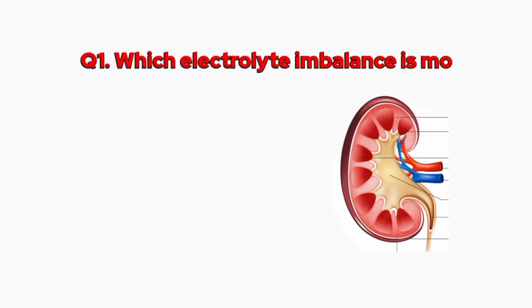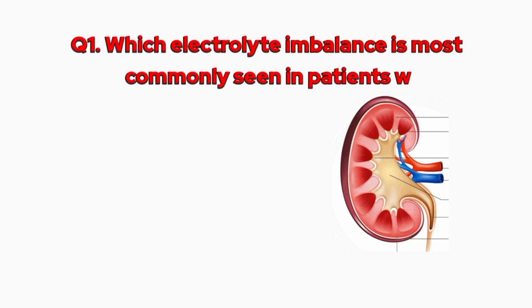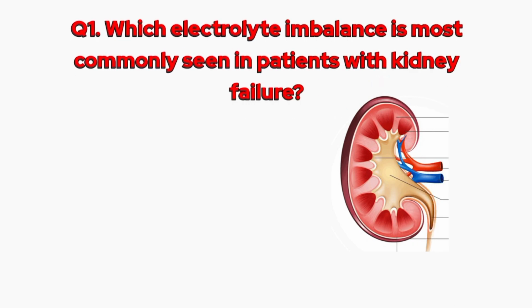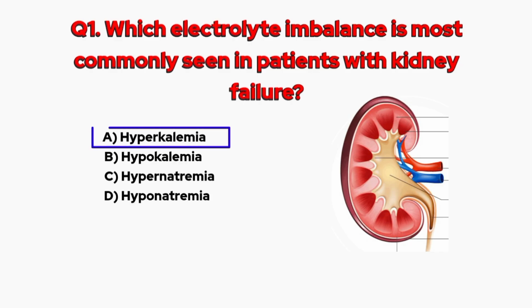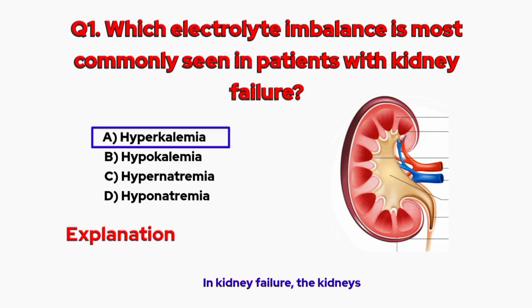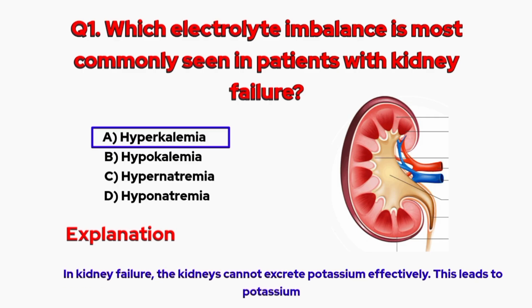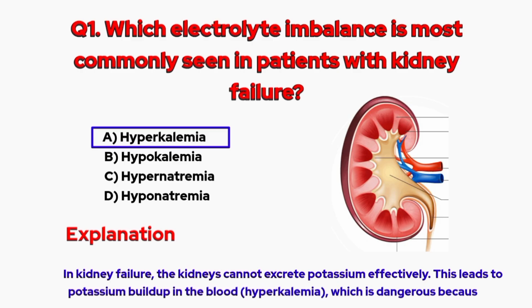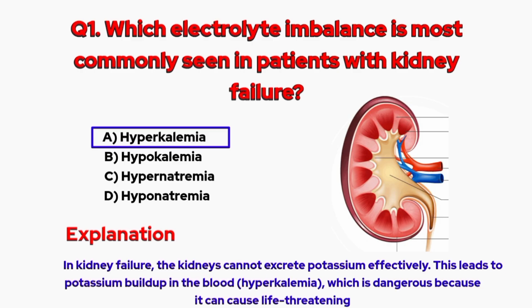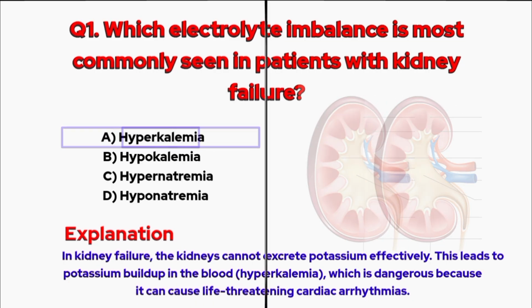Question 1. Which electrolyte imbalance is most commonly seen in patients with kidney failure? Correct option A, hyperkalemia. Explanation. In kidney failure, the kidneys cannot excrete potassium effectively. This leads to potassium buildup in the blood, hyperkalemia, which is dangerous because it can cause life-threatening cardiac arrhythmias.